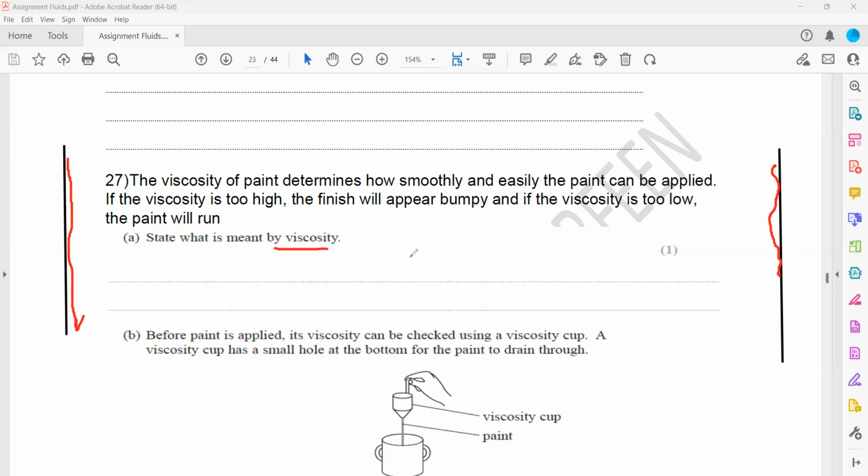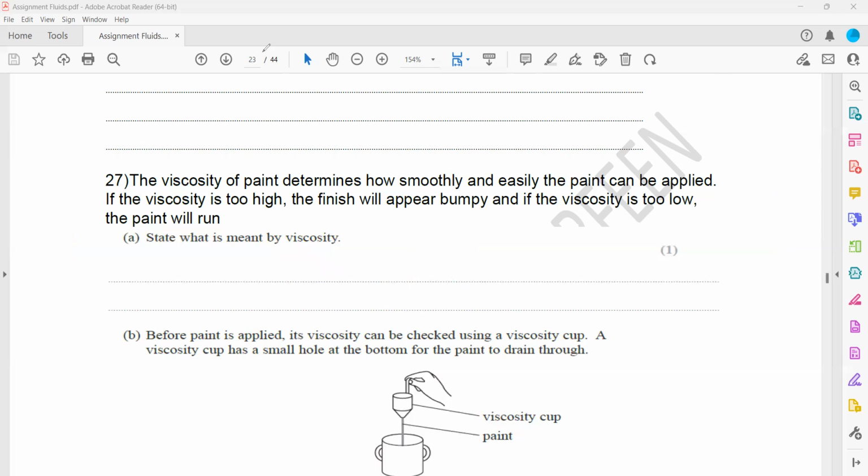So what is meant by viscosity? What is the definition of viscosity? Viscosity means property of a fluid. You have to mention this term. Property of a fluid to resist the flow. So when the fluid resists the flow, that property is known as viscosity.